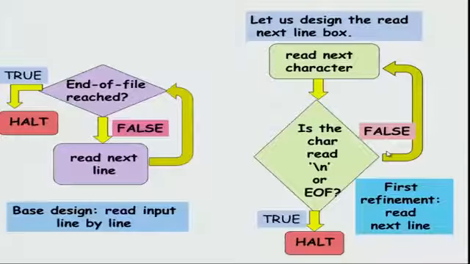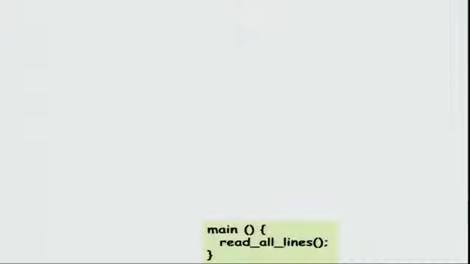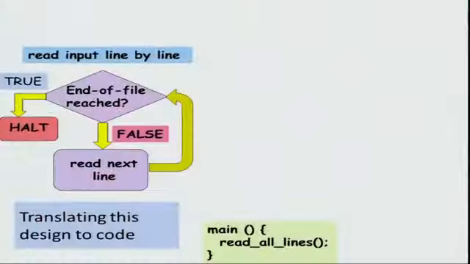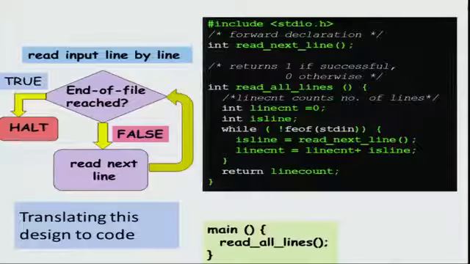Okay. So, you read character by character. After every character, you check whether a new line or an end of file has been encountered. If either of them happens, then the line has ended. Otherwise, you go back and read another character. Okay. So, let us start by writing the top level function. Let us translate the top level function into code.